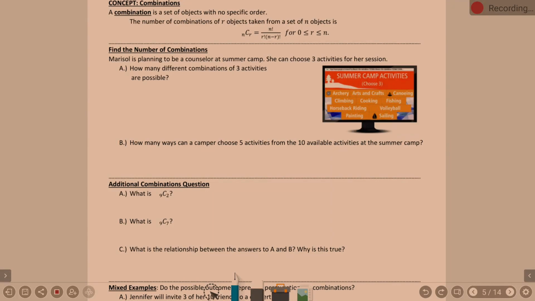12.3 is where we started Friday. Is that better? Okay. 12.3. Just a quick review.